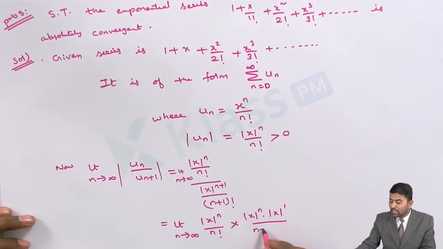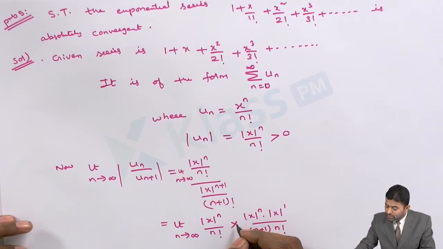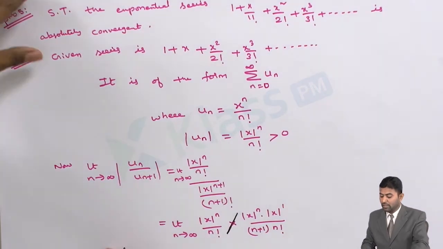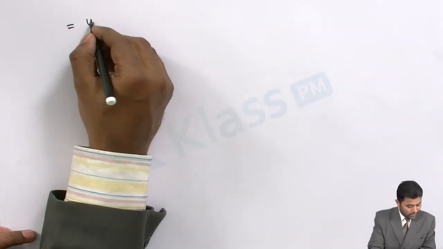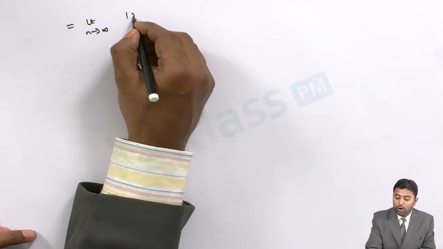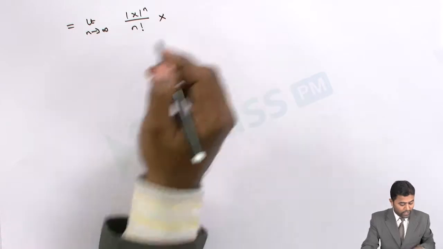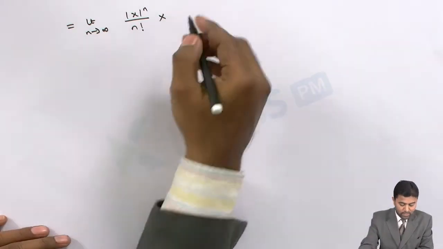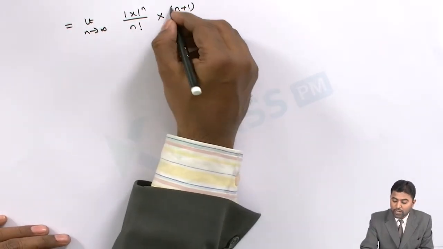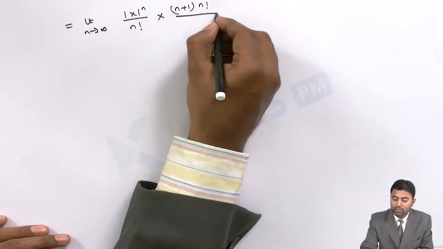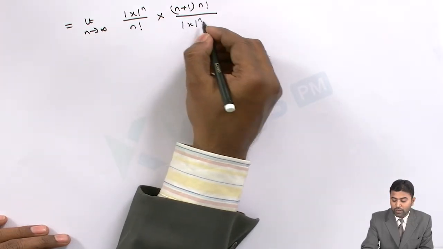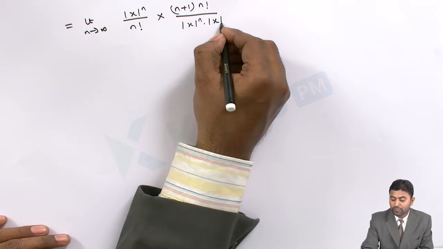I can write it as n plus 1 into n factorial. Then this I should write as divided by, and I'll write that clearly here. It is equal to limit n tends to infinity |x|^n by n factorial into, when I take divided by it gets reversed, so I'll get n plus 1 into n factorial divided by |x|^n into |x|, right?